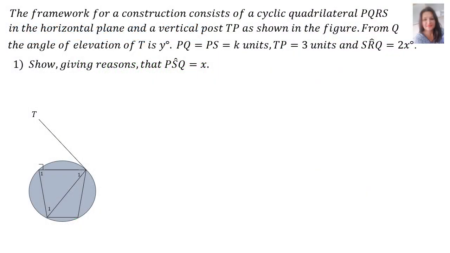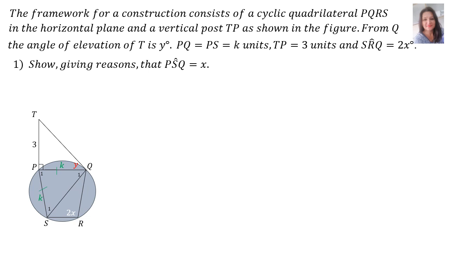The framework for a construction consists of a cyclic quadrilateral PQRS in the horizontal plane and a vertical post TP as shown in the figure. From Q, the angle of elevation of T is y degrees. PQ equals PS equals k units, TP equals 3 units and angle SRQ equals 2x degrees.